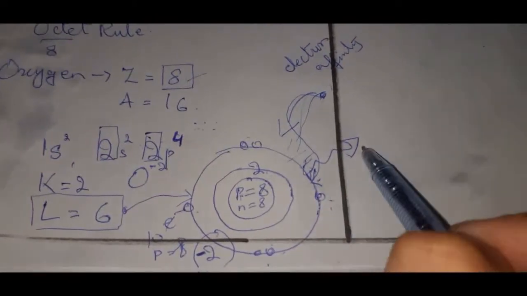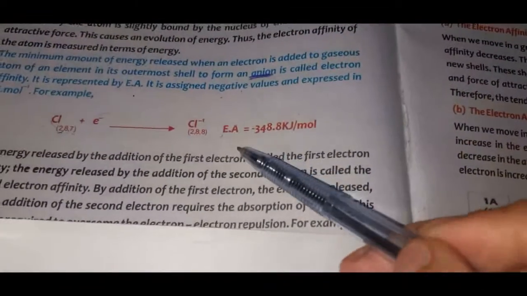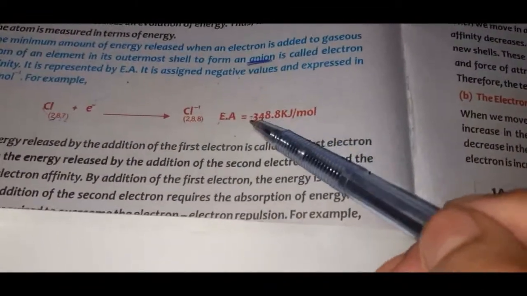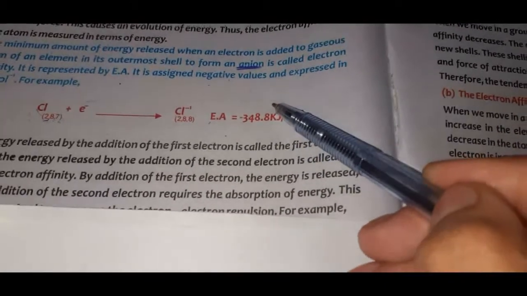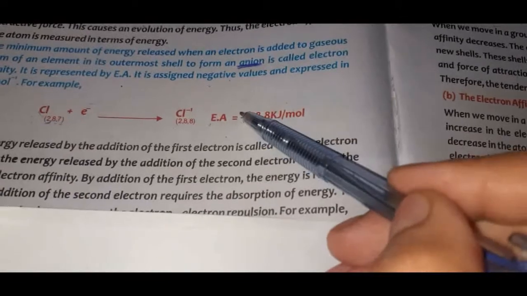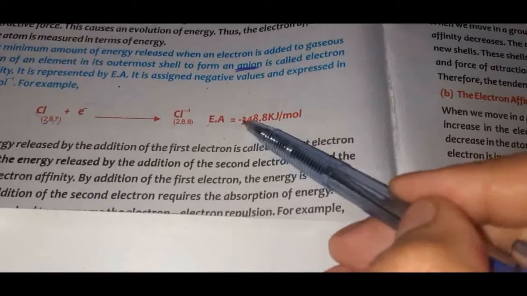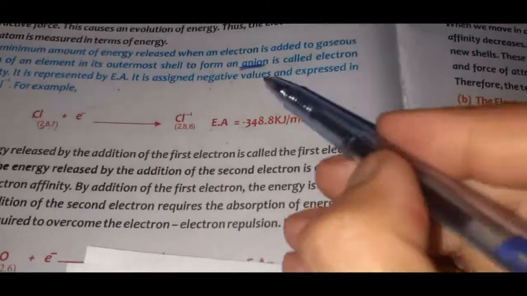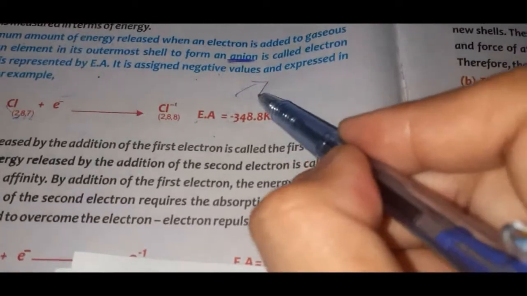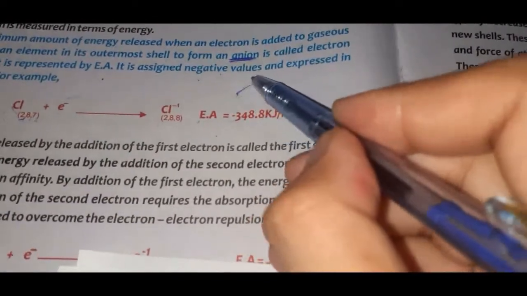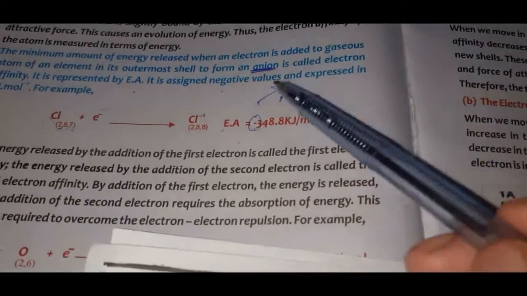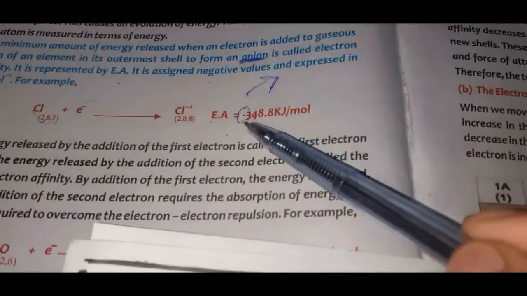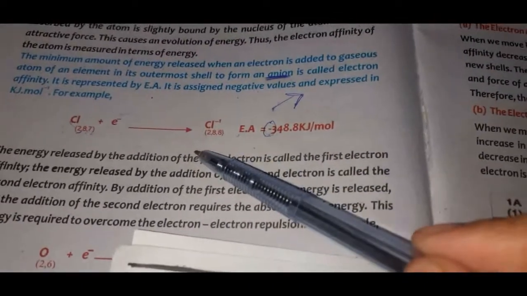This energy is called electron affinity. So the electron affinity of chlorine is -348.8 kilojoule per mole. Kilojoule per mole is its unit, whereas this minus sign shows that the energy is being given out, the energy is being released. Now it has less energy, right? So when it has less energy, this means it will be more stable now.